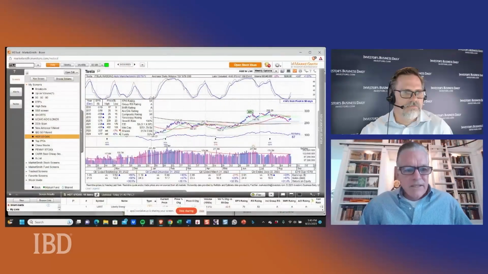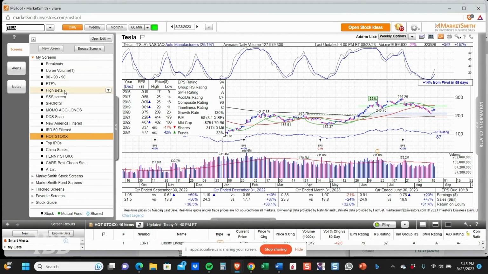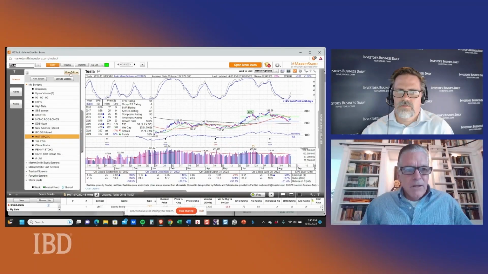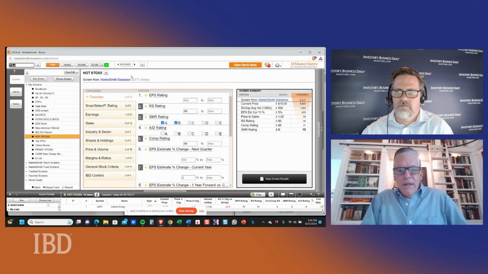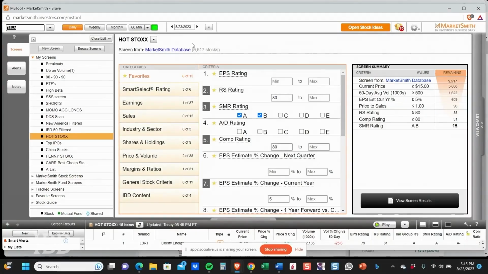We've got the chart of Tesla on here. I've got all the proprietary screens that I've built out for my various trading services here on the left side. The momentum scan that I use is called Hot Stoxx. If we open up that scan and click on Open Edit, I'll show you the various pieces of this scan. So I start with a current price of $15 per share, which will knock out about 3,000 or so of all the stocks in the MarketSmith database.